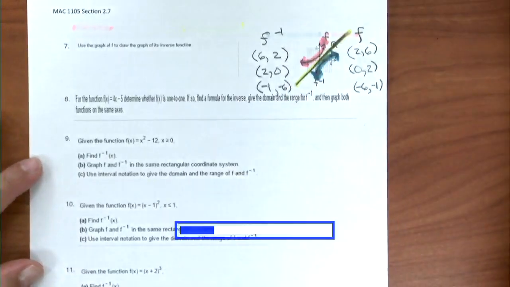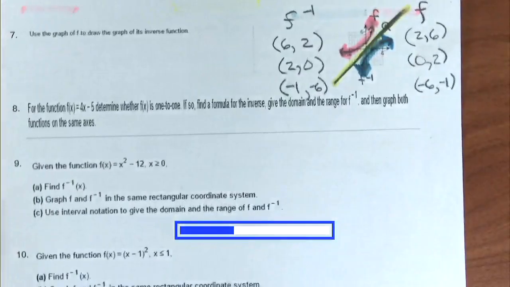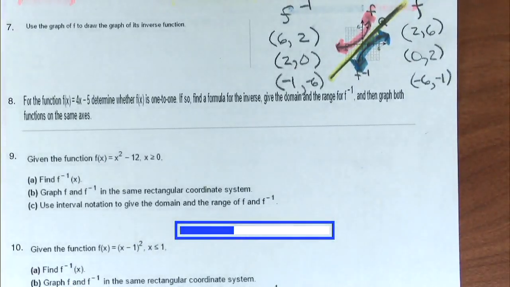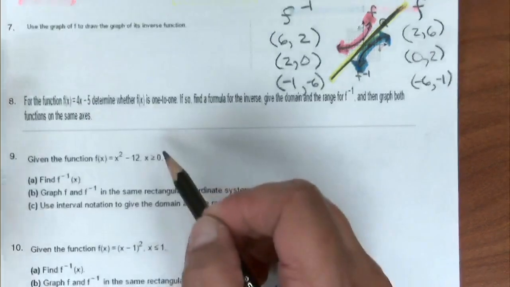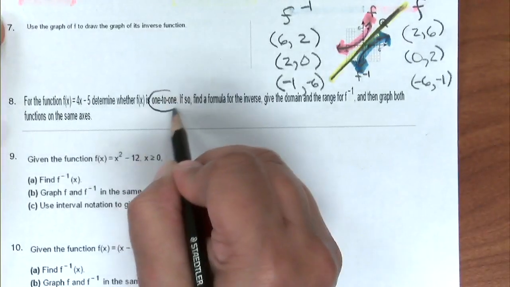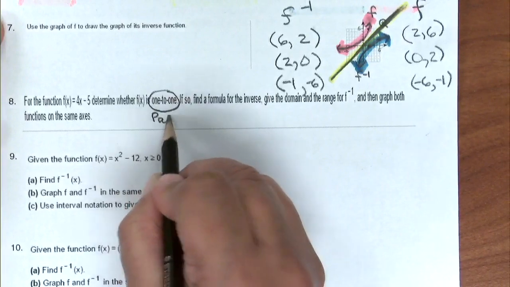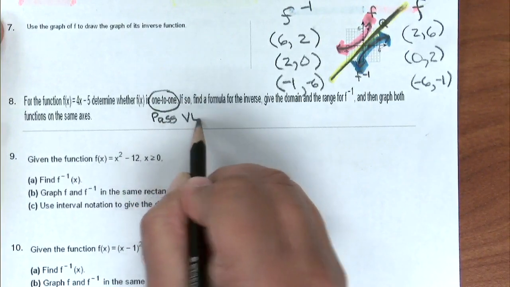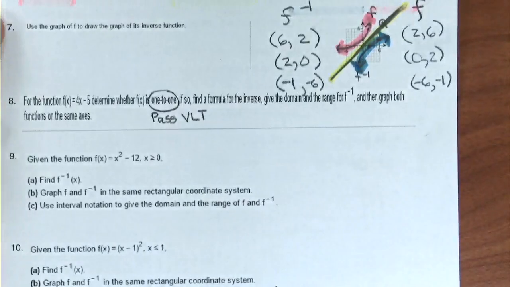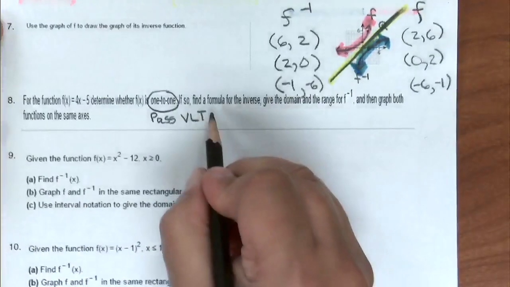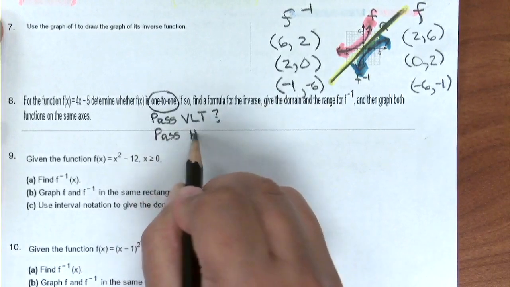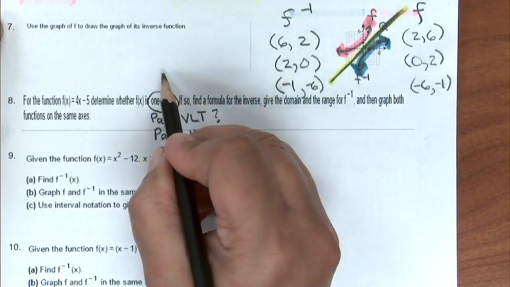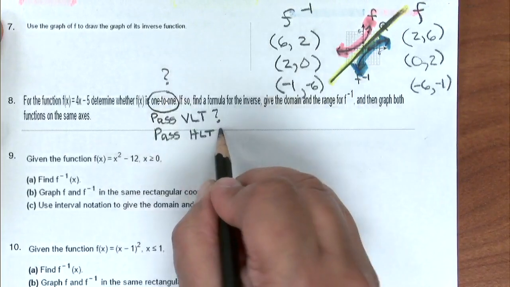Okay, for 8, it just says determine whether it's 1 to 1, but they took the graph away. So you make the graph and then decide whether it's 1 to 1. Remember, when someone is asking this, they're really saying, does it pass the vertical? We have to learn how to interpret things for ourselves. It means, does it pass the vertical line test? It better. And does it pass the horizontal line test as well? That's what it means for somebody to ask you, is it 1 to 1?